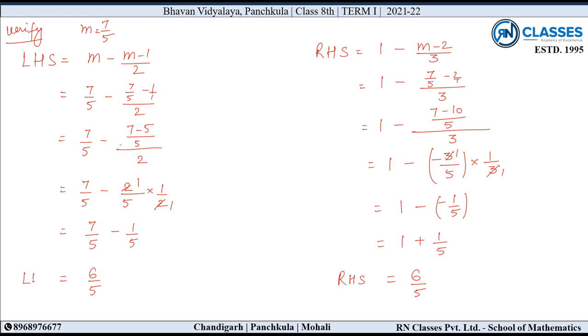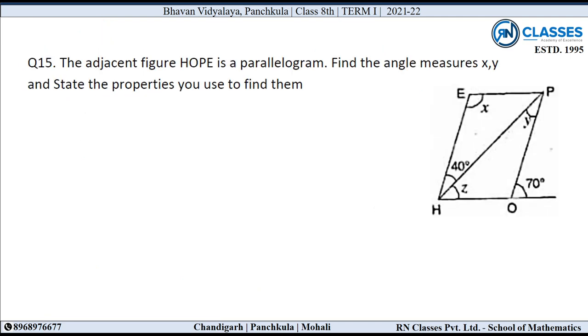LHS is 6 by 5. What happened? LHS is equal to RHS, so for 1 mark, verified. Verified. Right? Moving on to the next part.